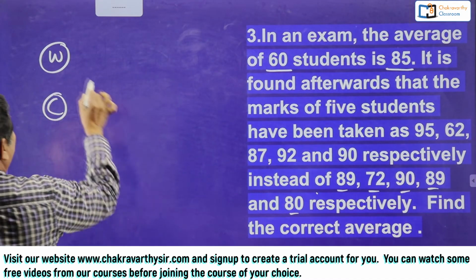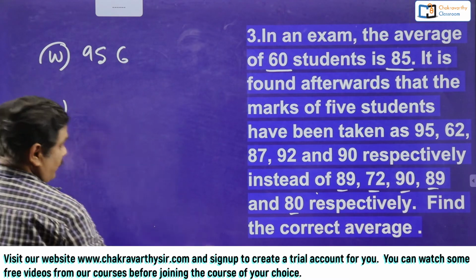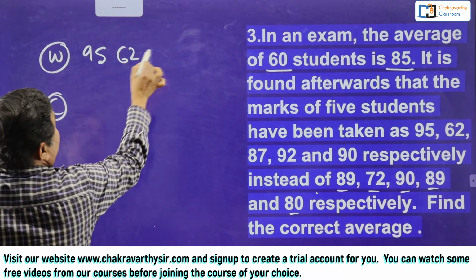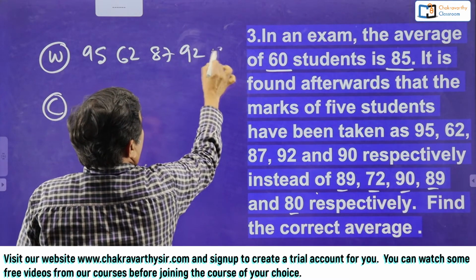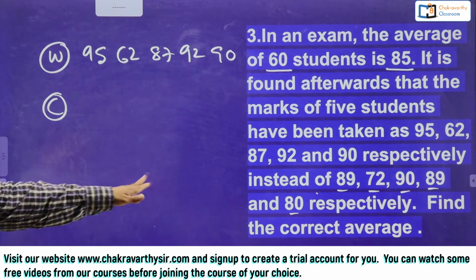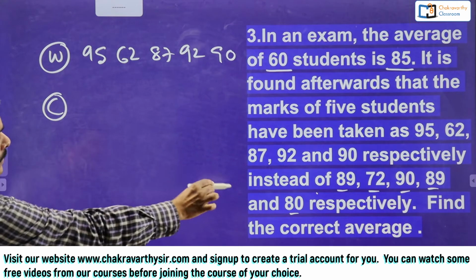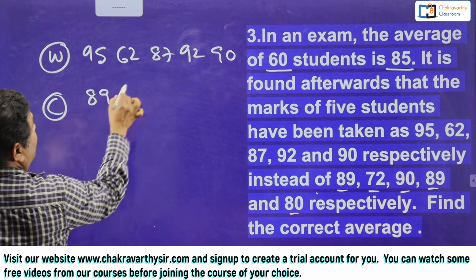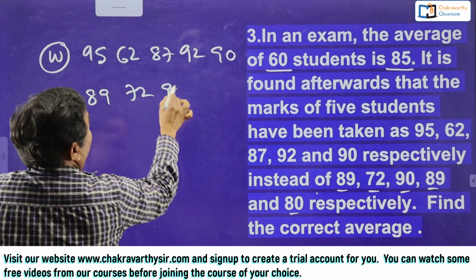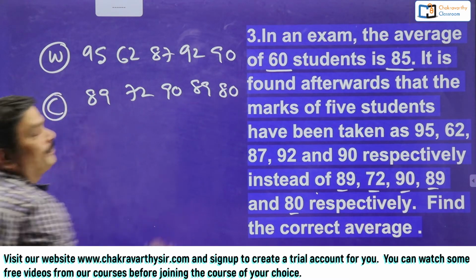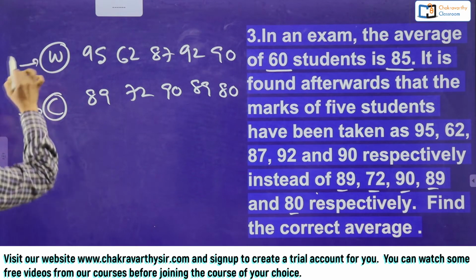So what are the wrong values here? 95, 62, 87, then followed by 92 and 90. Instead of those, they should have taken the correct values, which are 89, 72, 90, 89, 80. Got it? Actually they have to take these values, but by mistake they have taken those values.